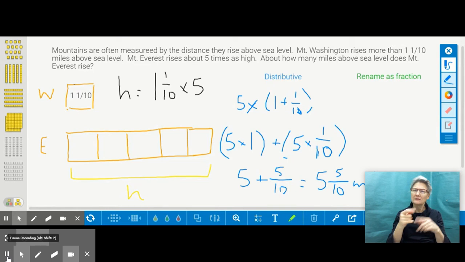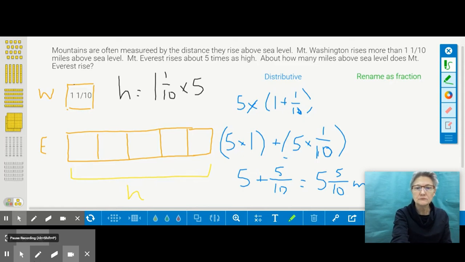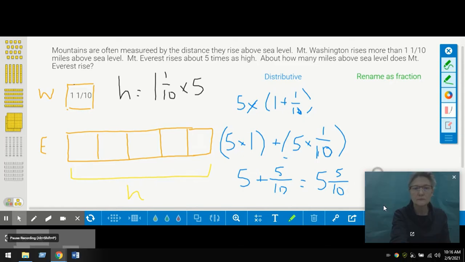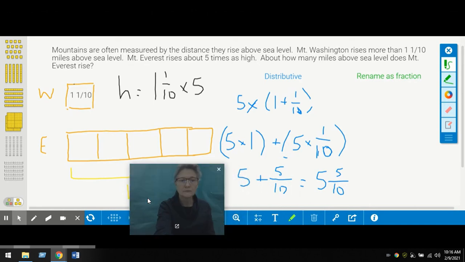I'm going to try it by renaming it as a fraction. I'm going to switch to green here. So this is another available strategy. I'm going to erase the unit. You shouldn't do that, but I need the space. So we'll write it back when we solve it with this strategy.